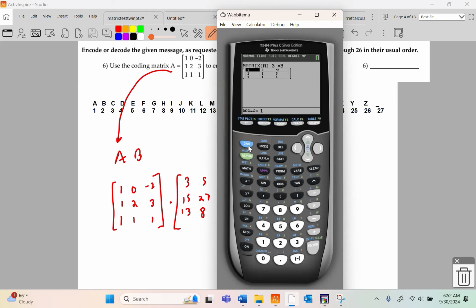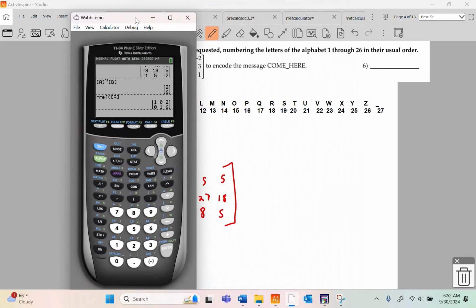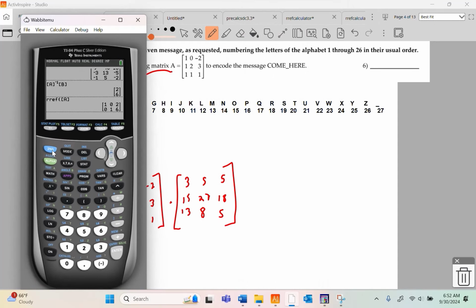All right, quit out. Work on matrix B. Also a 3 by 3.